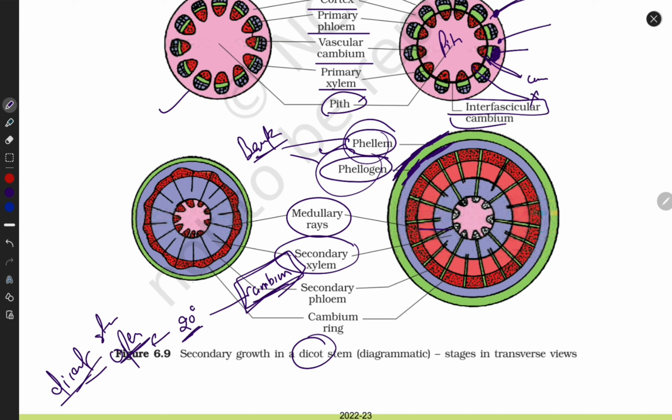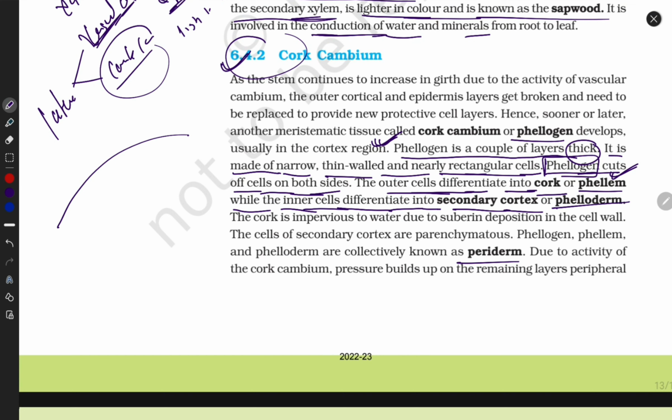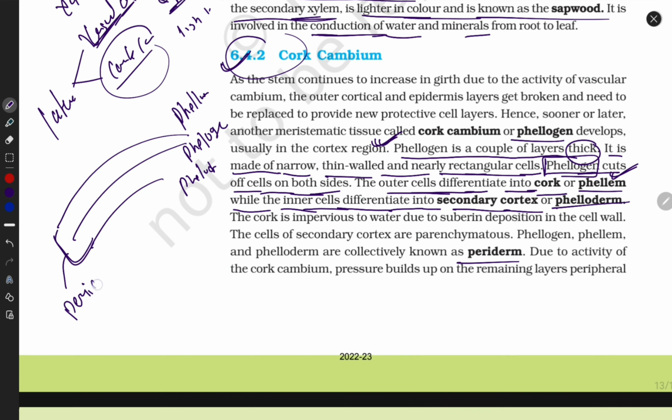Okay, I am talking about this, not vascular part. This is not vascular part. I am talking about this outer cortex part. Phellem and phellogen. Alright, guys. Let's move towards here. Outer layer is phellem and inner layer is phellogen. And then, guys, phelloderm. And completely they call it as a periderm. They are responsible for cork cambium.